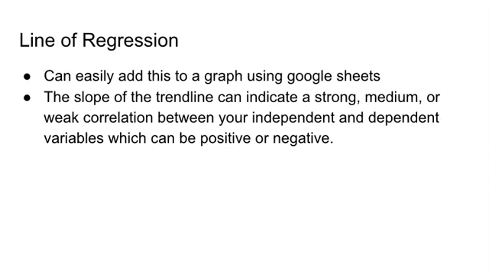Okay, line of regression is another one that you could use where you end up with the equation of the line and you can look at the slope of that line to indicate a strong, medium, or weak correlation between your independent and dependent variables. That can either be positive or negative.